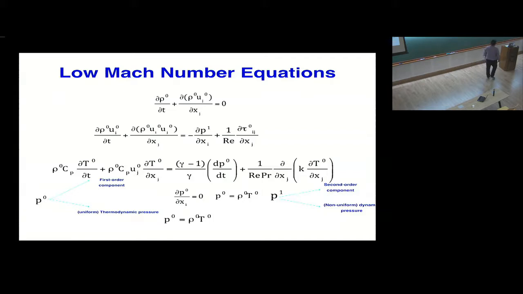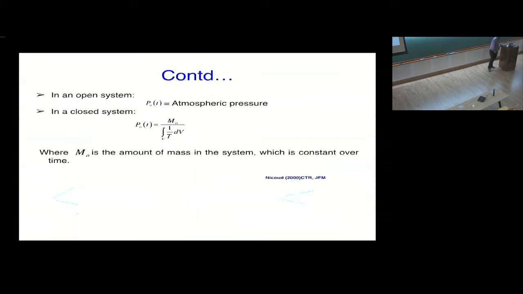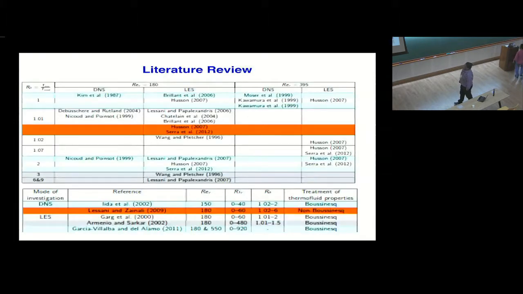My system is an open system where the flow comes in, so P0 is the atmospheric pressure. In a closed system, it will be something different. Now in the literature review, very few people have simulated for more than 1.0, 1.1, something like that. Niku has done it for 2, and there is not much work above that.